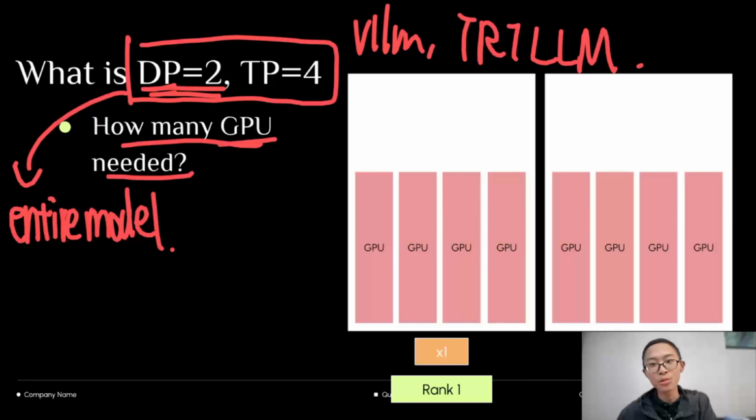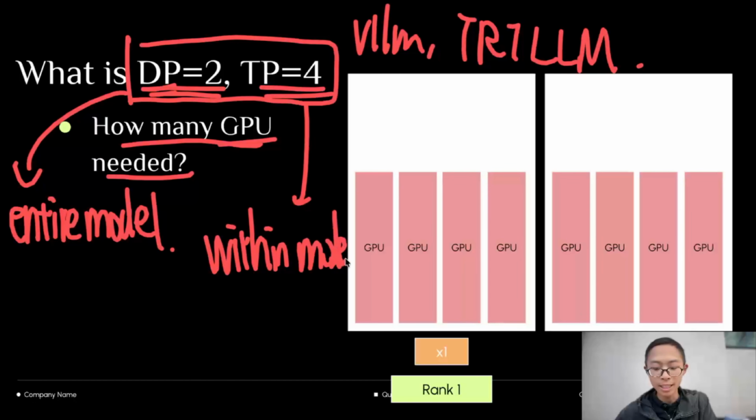We will need 2 entire models. And now within the model, how many shards are we having? Tensor parallelism of 4 means 4 shards. So that means 4 GPUs per model.